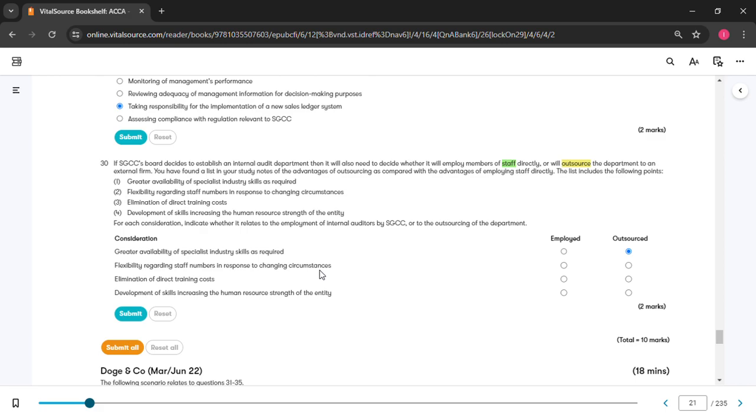If there is more work, you will have more people. If there is less work, you will have fewer. As per the work, you will pay. So you have flexibility regarding staff numbers in terms of changing circumstances, the demand of the work and the supply of the people. What do we have to do, outsource it or employ it? Outsource.